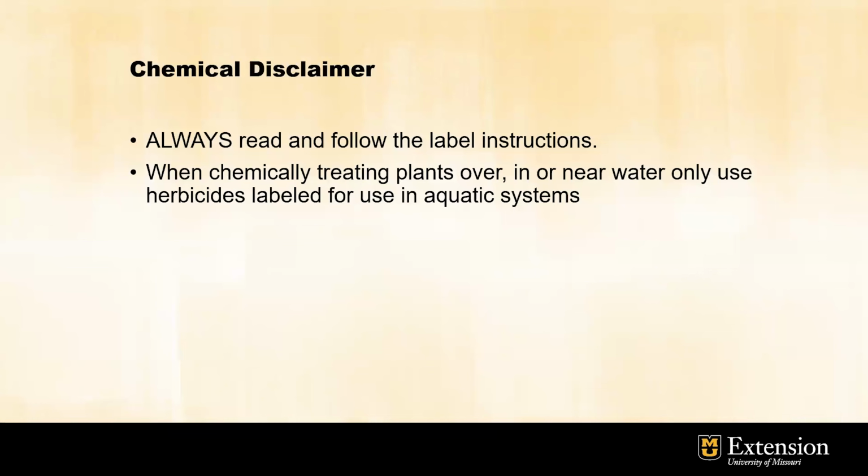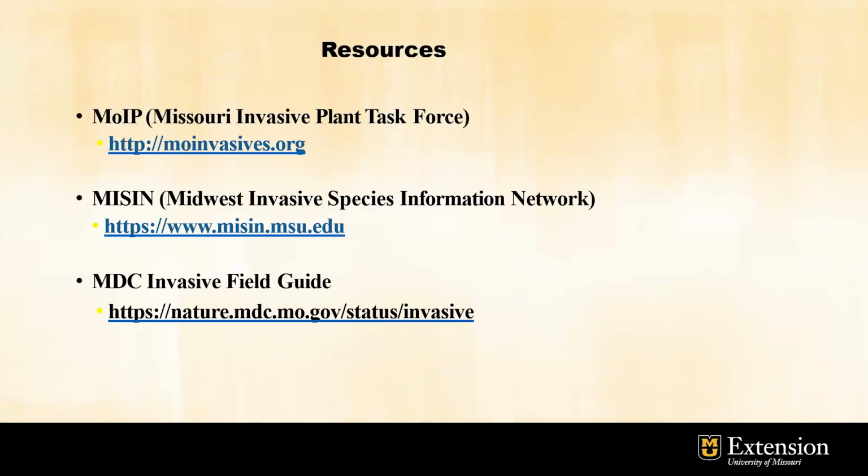We always have to do a disclaimer when we're talking about herbicides or chemicals. Always read and follow the label directions. That's the law. And when you're chemically treating plants over or near water areas, you need to use a herbicide that's labeled for aquatic systems. Some resources out there: the Missouri Invasive Plant Task Force is a really good website to go to. There's also the Midwest Invasive Species Information Network, and the Missouri Department of Conservation, MDC, has an invasive field guide that helps with control.